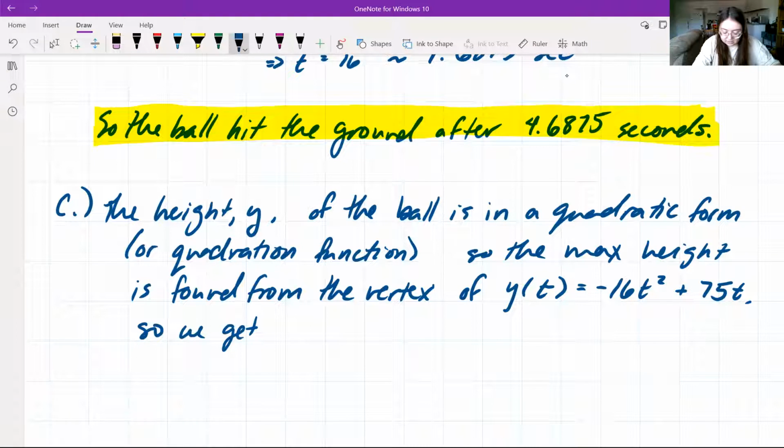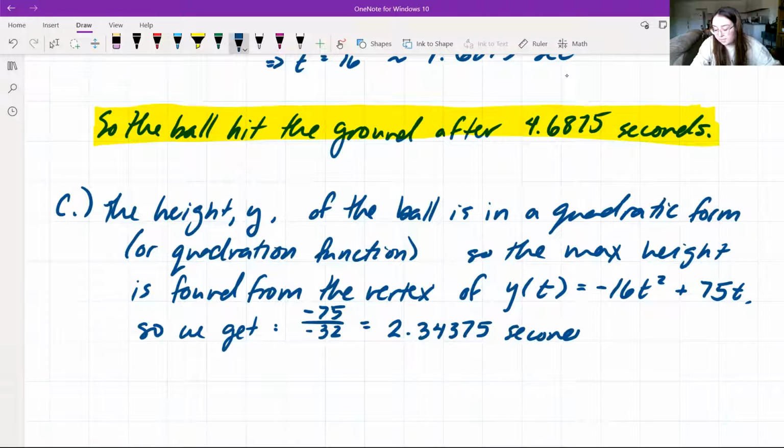So we can get then that negative 75 divided by negative 32 is going to be equal to 2.34375 seconds. Another way you could have found this value was by dividing 4.6875 in half, assuming that the max height was at exactly halfway through the time in the air, and you could also get this value.